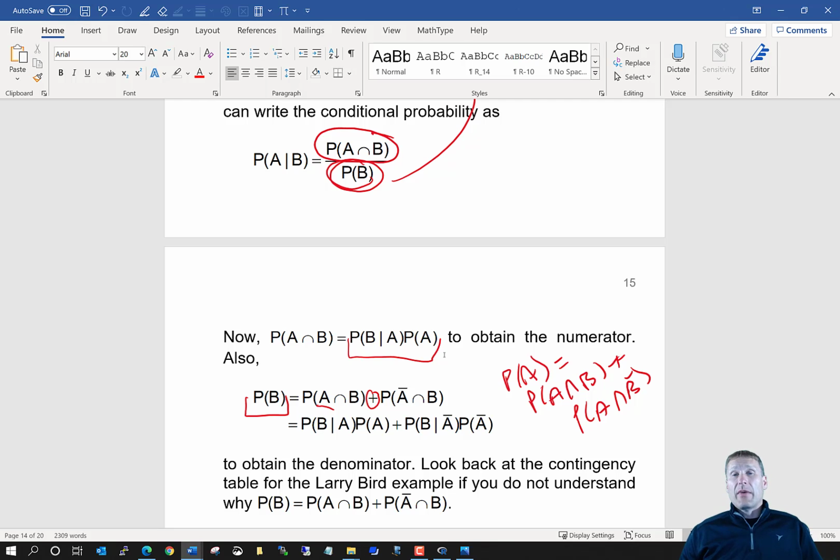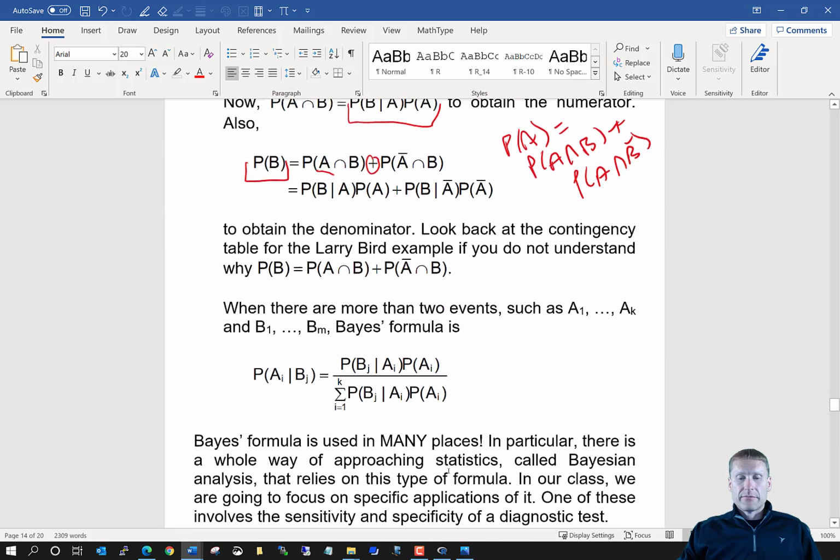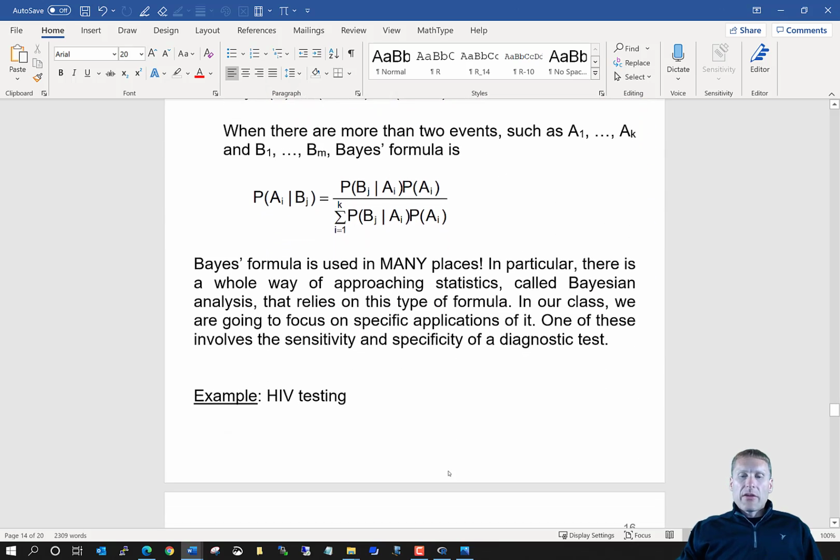Again, on a test, I might ask you to show me how you can get from here to the Bayes formula expression above. Now there's actually an even more general representation of Bayes' formula. Let's say we have K different A events and M different B events, then we have a nice little extension to this multi-event setting using the same basic ideas that I just showed you.